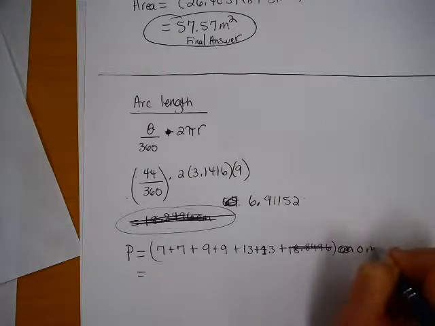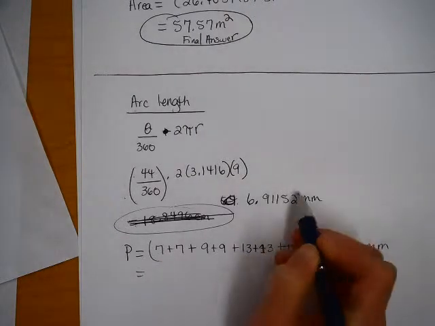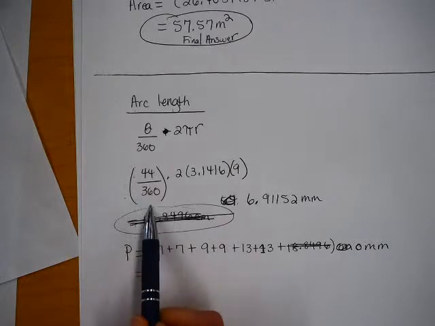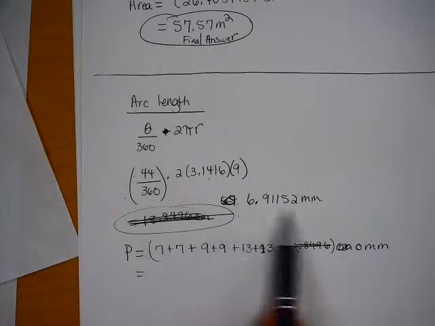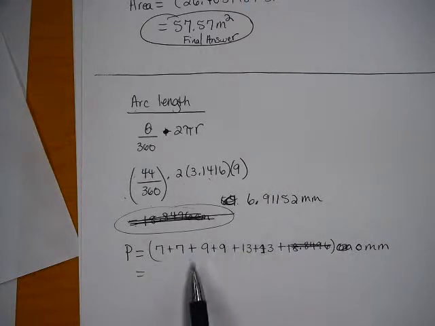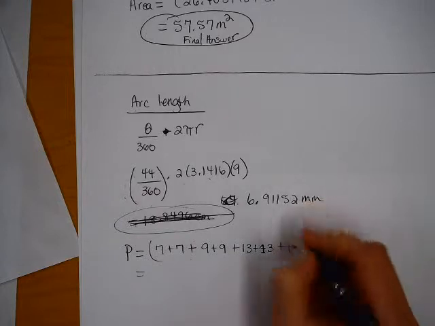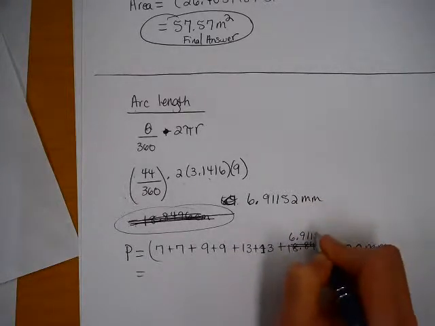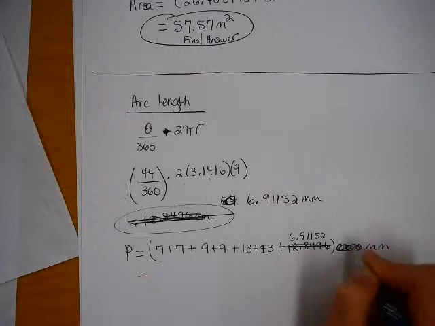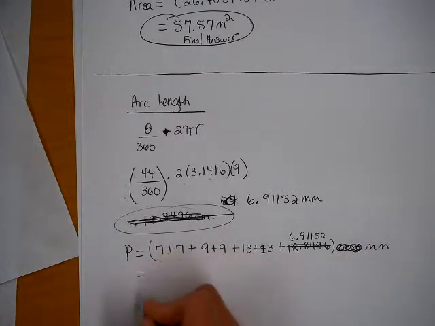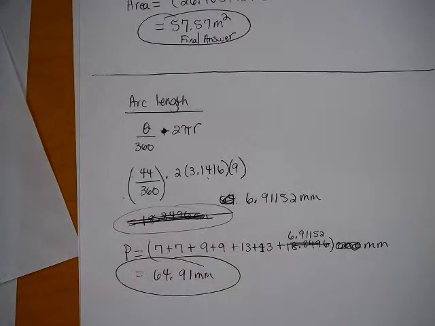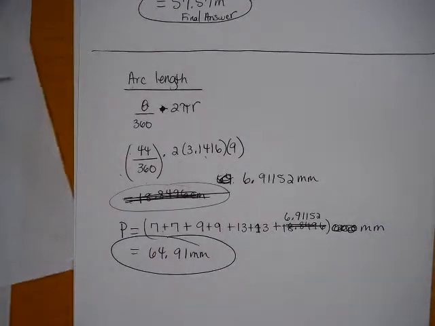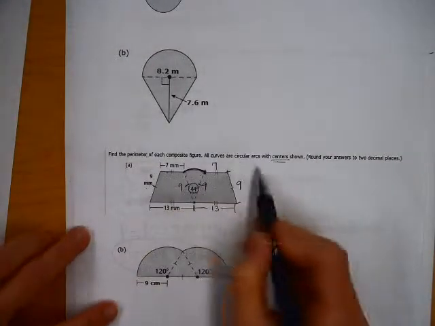I was looking at the second part problem. So excuse me, go back to this. So when you do 44 divided by 360 times 2 times 3.1416 times 9, you get this for the arc length. And then all of this is still the same, plus now let's add 6.91152 millimeters. And then when we add all of this up, we get the total perimeter and round it to 2 decimal places of 64.91 millimeters. Okay? So that was for this figure here.